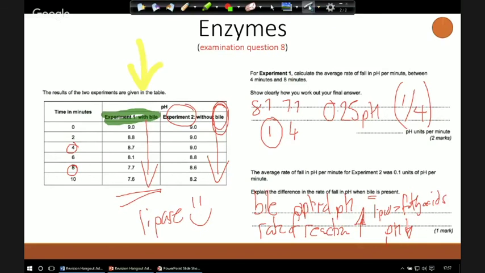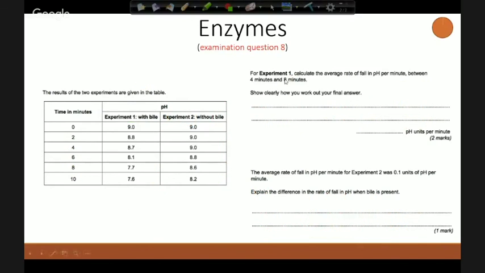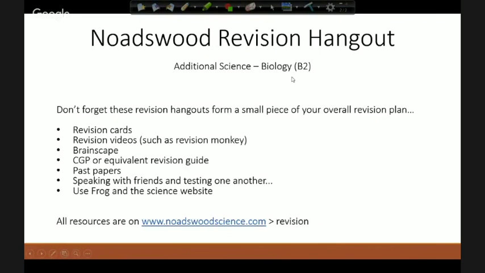Ladies and gentlemen, that's the end of the session for additional biology. But it's the first part. We will go for part 2 later, and we'll give you the time shortly. But again, don't forget, this forms just a small part of your revision sessions. Included should be your revision cards, the revision videos, such as using those found on Revision Monkey. There's the Brainscape cards, the CGP books, looking on Nodes with Science for past papers, and classic techniques, speaking to people, asking one another questions.